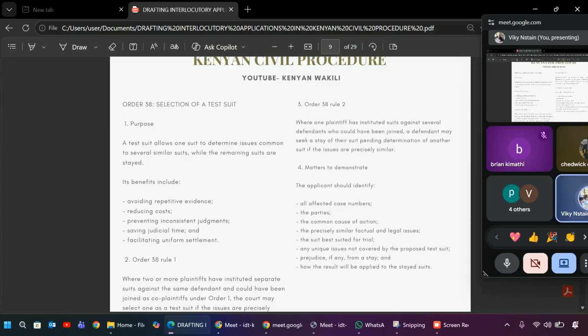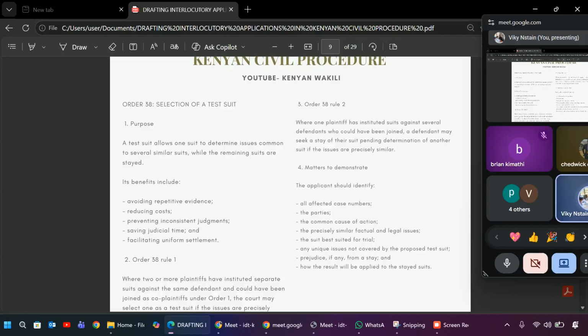So take note that whenever you see an examiner, it can come here as maybe a mandatory question, because we saw discoveries and inspections being asked in trial advocacy. So you'll tell the examiner that you know this is primarily based in Order 38 of the Civil Procedure Rules. And the purpose of a test suit is that it allows one suit to determine issues that are common to several similar suits, while the remaining suits are stayed.